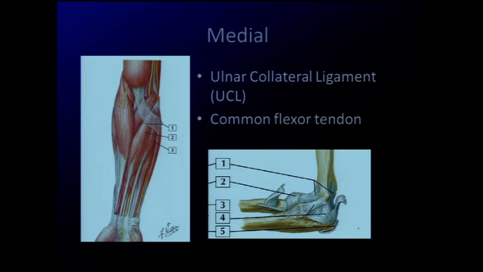Now, in evaluating for medial elbow pain, the two most common structures we will be looking at are the ulnar collateral ligament, which is labeled number 4 here on this diagram by Dr. Netter, or the common flexor tendon, which inserts on the medial epicondyle and is represented by this white structure under the arrow.